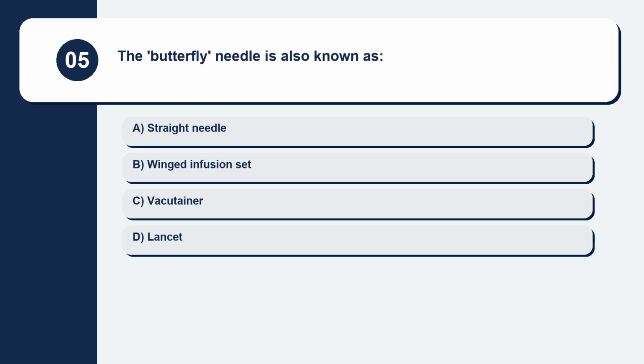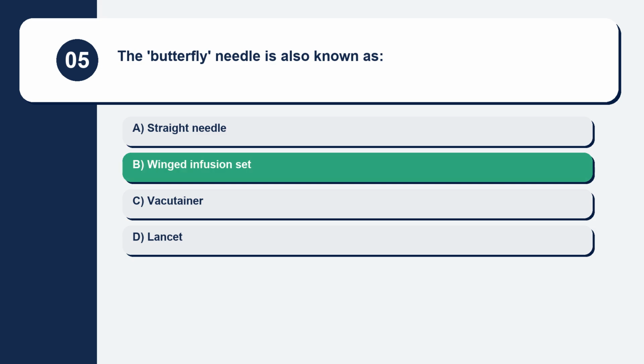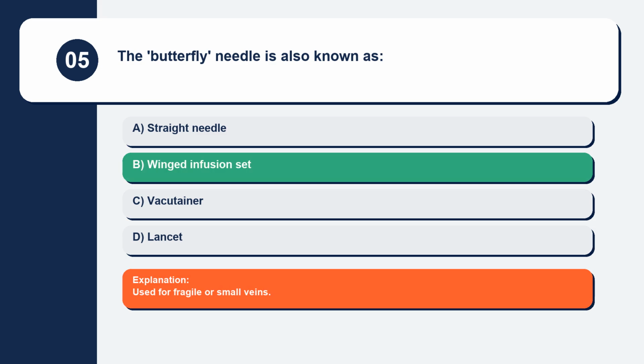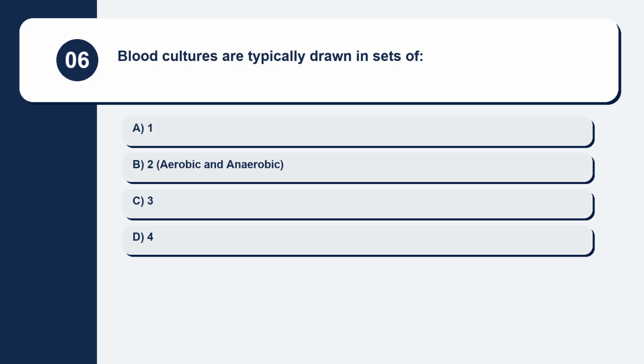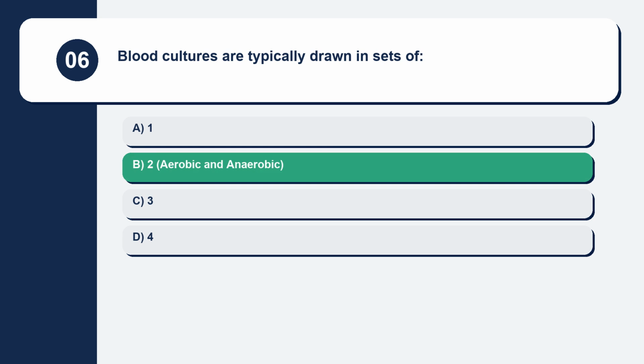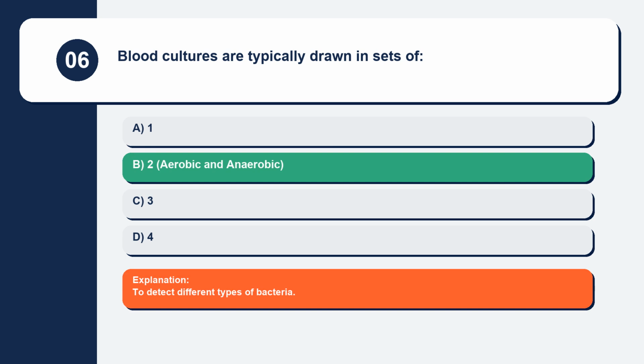Question 5. The butterfly needle is also known as straight needle, winged infusion set, vacutainer, lancet. Used for fragile or small veins. Question 6. Blood cultures are typically drawn in sets of 1, 2 aerobic and anaerobic, 3, 4. To detect different types of bacteria.